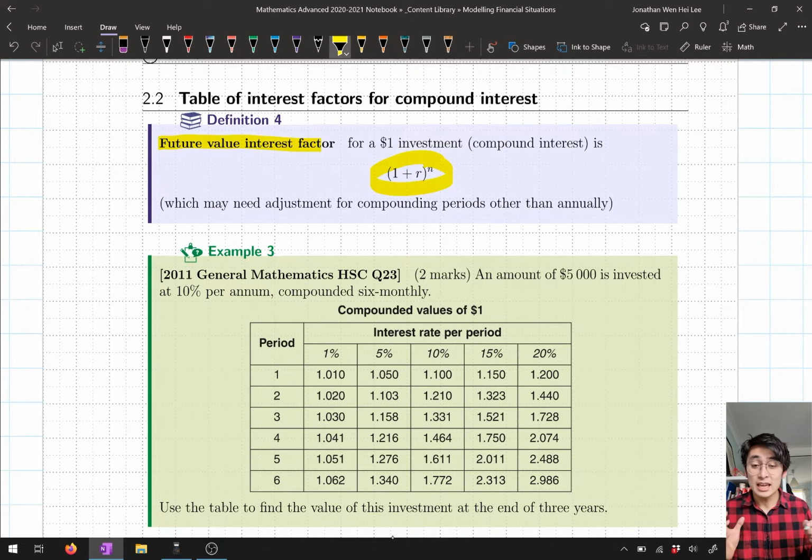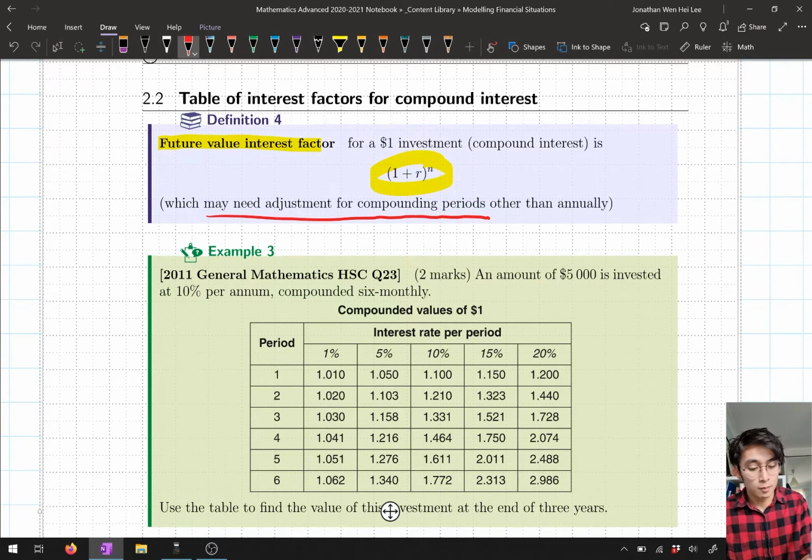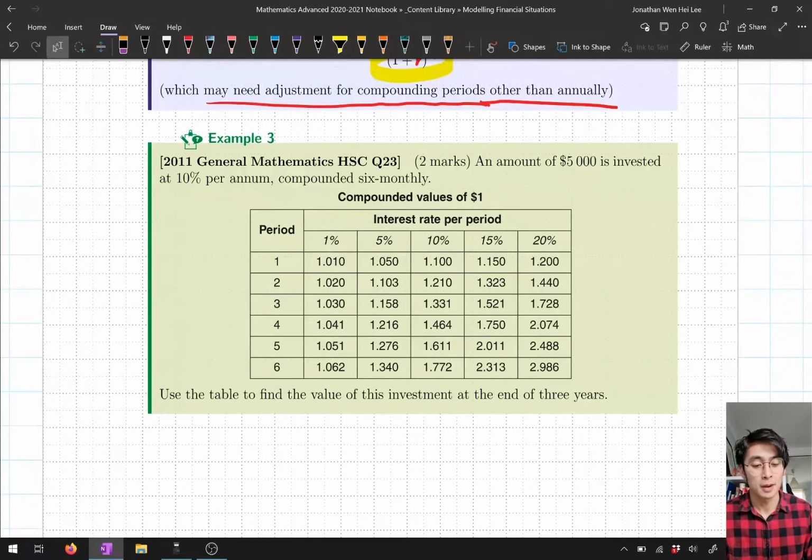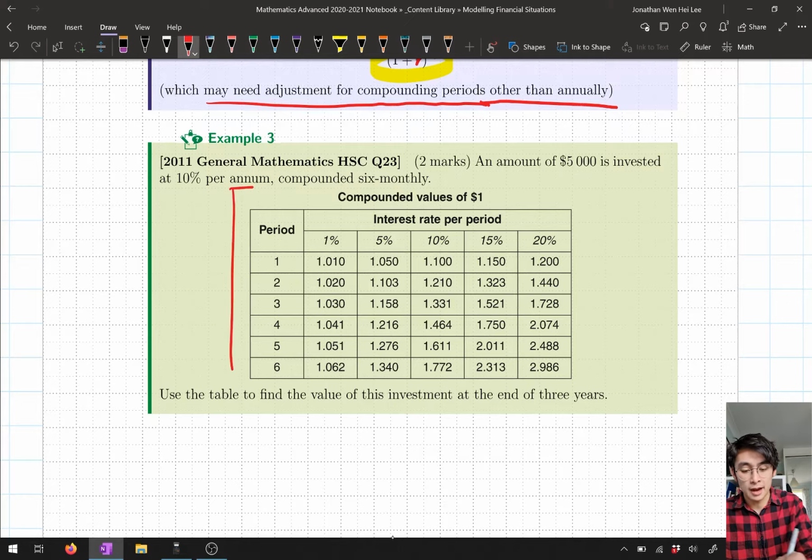What we can do is, if they give us this future value factor, all we can do is take our present value and just multiply it by this amount, and we will get the final future value. Now here, if you have a look, there's actually a note. We may need to adjust for compounding periods like we did earlier, other than annually. So with this, we still need to adjust r and n depending on the particular question. But this actually makes it a lot easier, and I'm going to show you with the question underneath. So this is from the 2011 General Mathematics paper. An amount of $5,000 is invested at 10% per annum, compounded 6 monthly. And here we actually have a table of compounding values for $1.